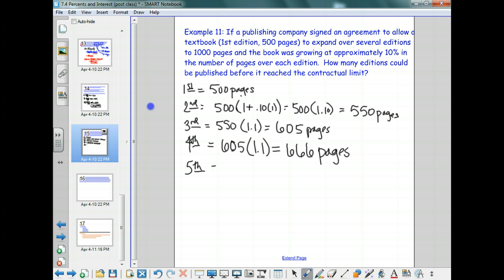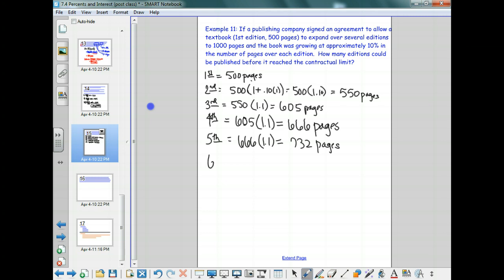So I need to make a new edition, don't I? Now, in the problem, I need to take 666 pages because that's what physically the fourth book had, multiplied by my 1.1. How many book pages is that? 732. I gotta keep going, right? Sixth book, 732 times my 1.1.